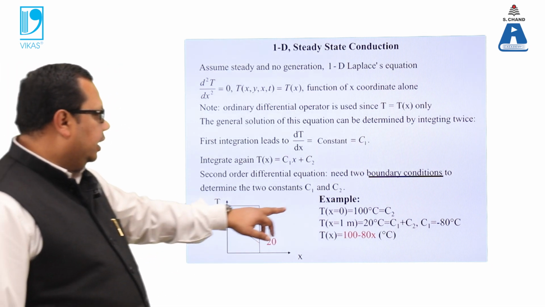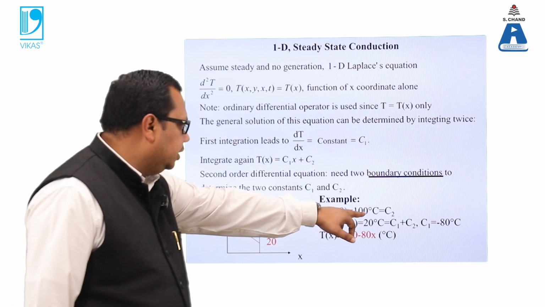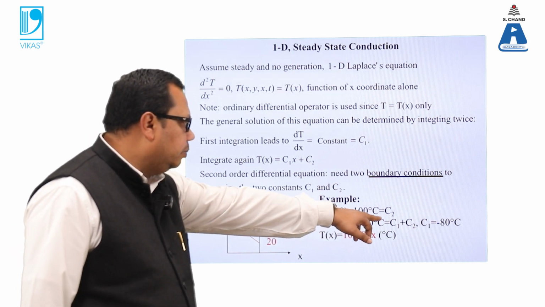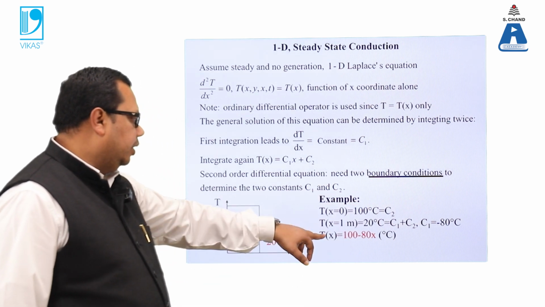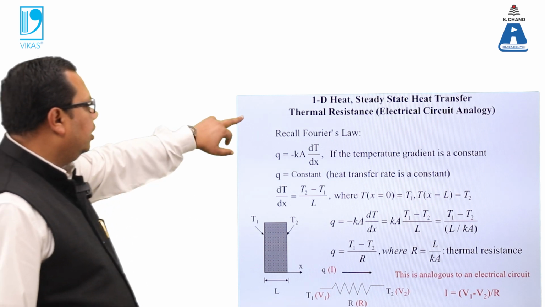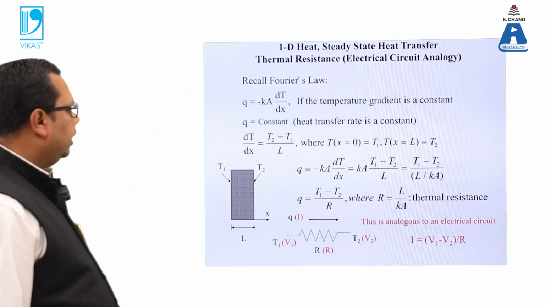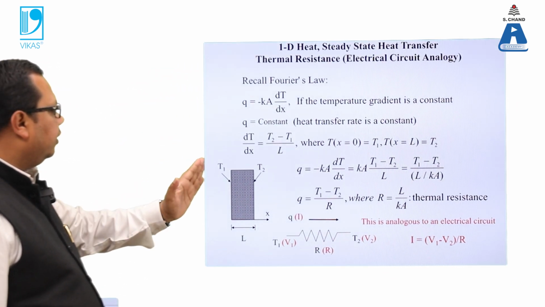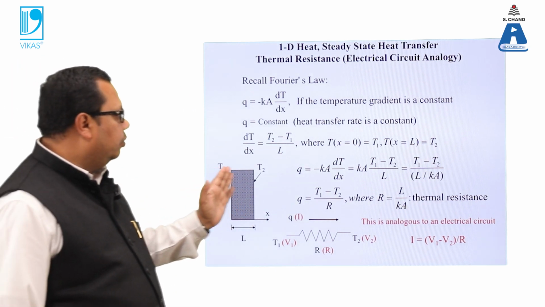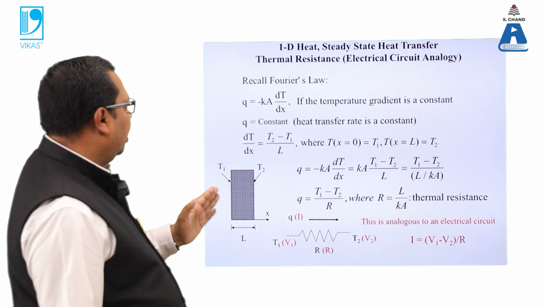Some examples are given: T at x equal to 0 is 100 degrees Celsius, which is C2. So at x equal to 1, it is 20 degrees Celsius. So C1 plus C2, and from C1 we have calculated the T(x) value. So here again the heat transfer equation, and we are calculating it from the input to the particular output, what exactly the input of the equation and the output is.